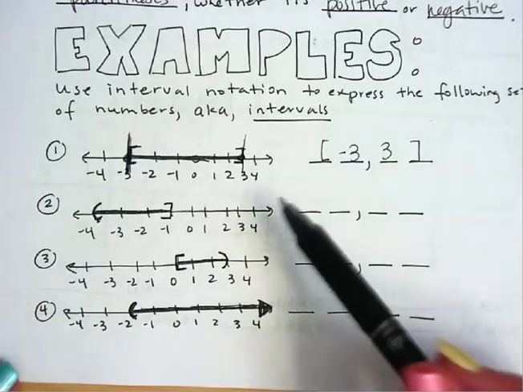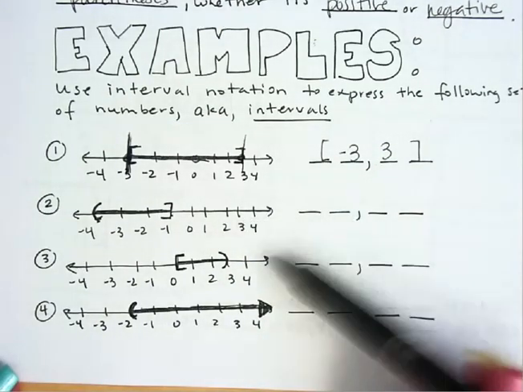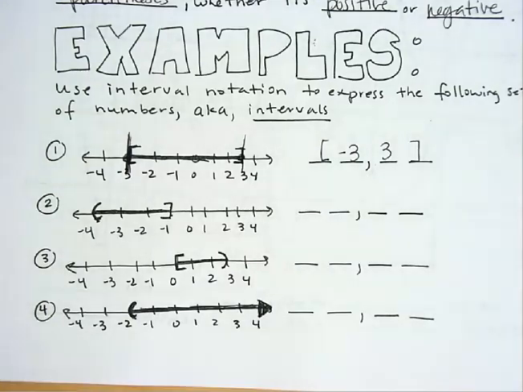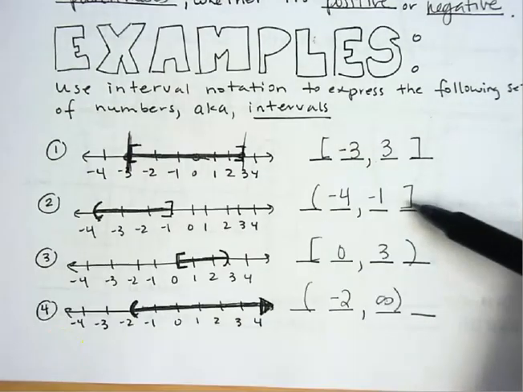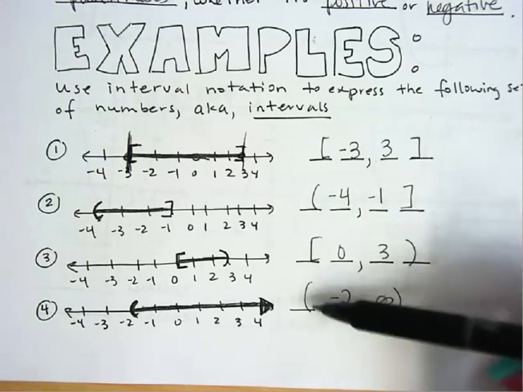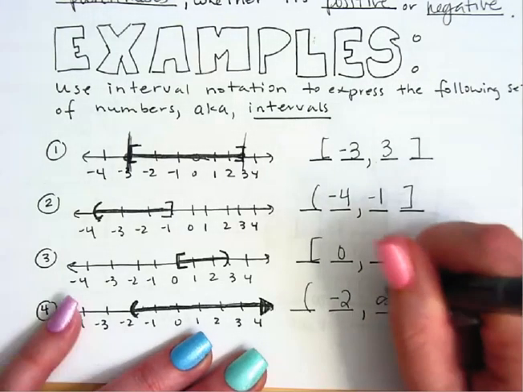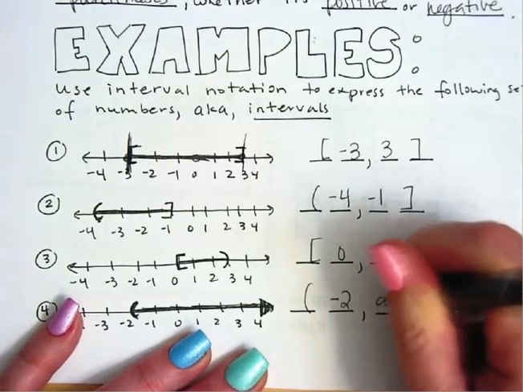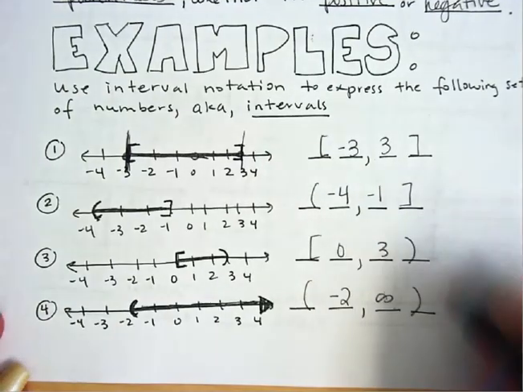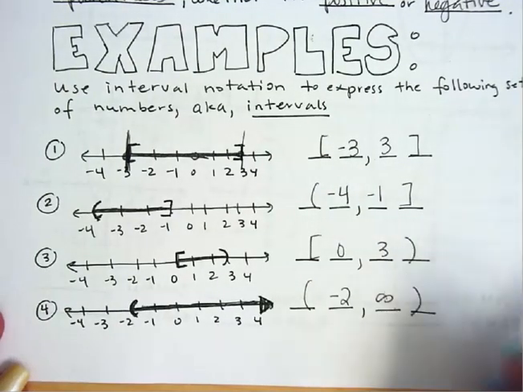So I want you to pause your video and do 2, 3, and 4, and then we'll come back and talk about it. Okay, so hopefully you have these answers. Check your symbols with mine and make sure that they match. Notice we had one with infinity down here, and that one had a parenthesis for infinity.